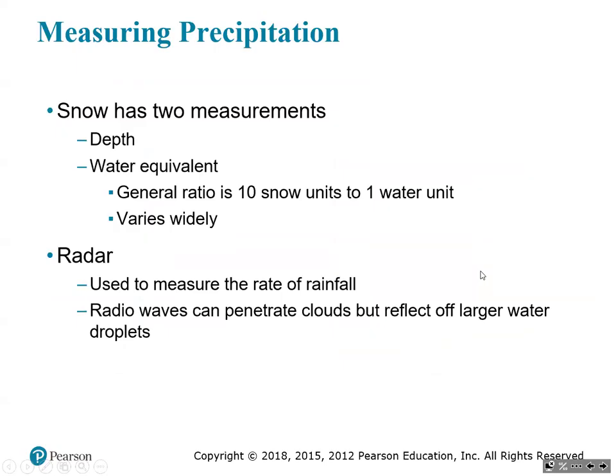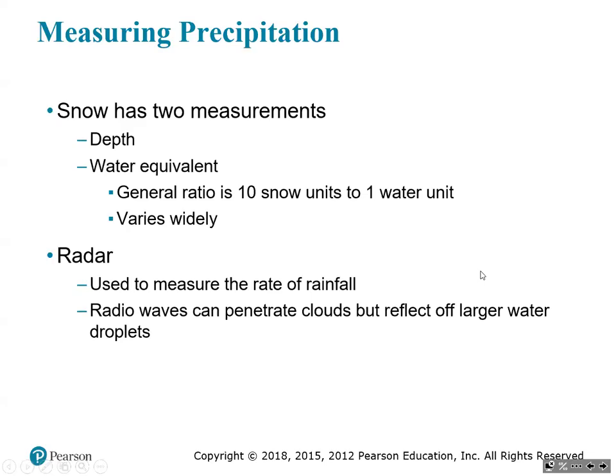Now, snow gets measured in two ways. One, you can go measure the depth of the snow. So you can put out a board, let the snow fall on it, and stick a ruler in it. You can also measure the water equivalent. You can melt the snow, measure how much water you get, and calculate the height of snow it corresponds to.